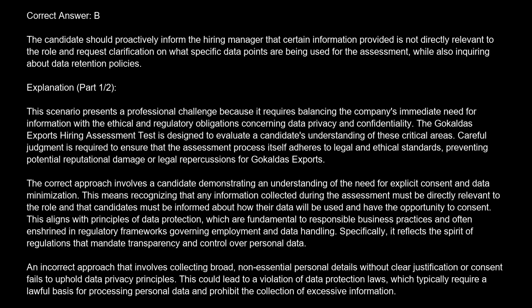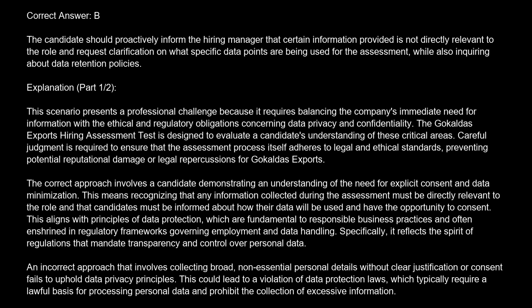Explanation. This scenario presents a professional challenge because it requires balancing the company's immediate need for information with the ethical and regulatory obligations concerning data privacy and confidentiality. The Gokaldas Exports Hiring Assessment Test is designed to evaluate a candidate's understanding of these critical areas. Careful judgment is required to ensure that the assessment process itself adheres to legal and ethical standards, preventing potential reputational damage or legal repercussions for Gokaldas Exports. The correct approach involves a candidate demonstrating an understanding of the need for explicit consent and data minimization.